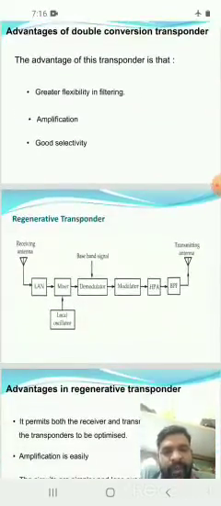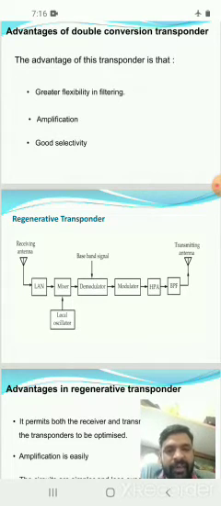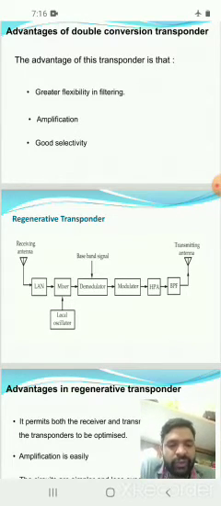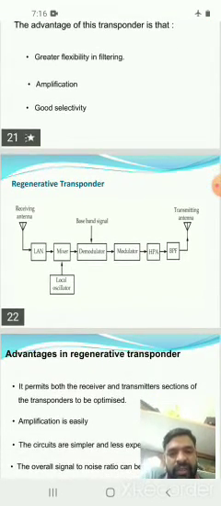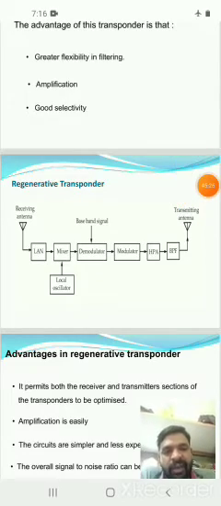And the regenerative transponder is the same as single conversion and double conversion, but here a demodulator and modulator are used. So whenever received signals are converted into the baseband signal, the baseband signals are modulated again. The demodulator and modulator are used for increasing the signal to noise ratio, with a simpler design and less cost. So this is the regenerative transponder diagram.